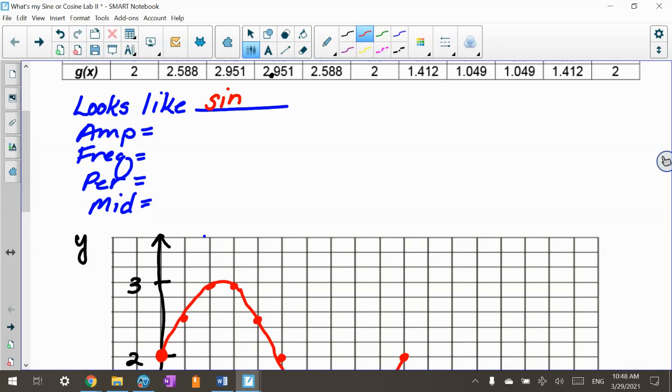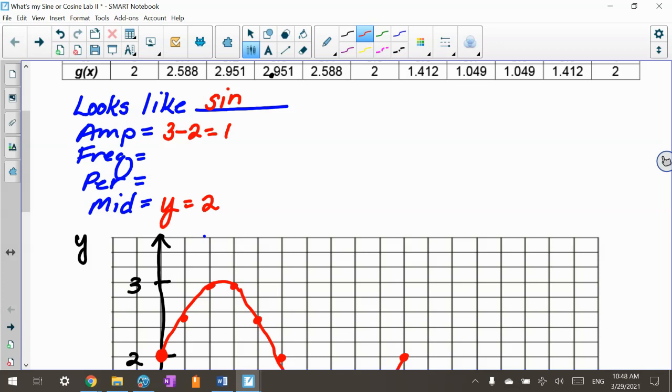Now we're going to come here to the midline. The midline is your high plus your low divided by 2. And basically on this one, it looks like 2 is the middle. So I'm going to say y equals 2 is the midline. Now I'll be more specific on the rest of this lab. The amplitude is high minus your midline. It's really close to 3. So I'm going to do 3 minus 2, which is 1. So this is a possible formula that kind of fits it.